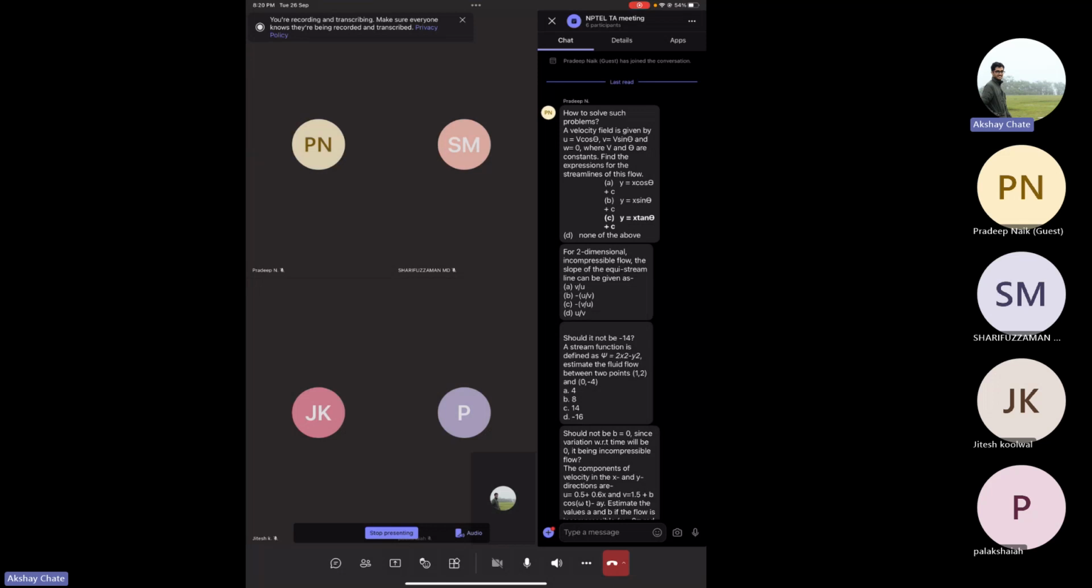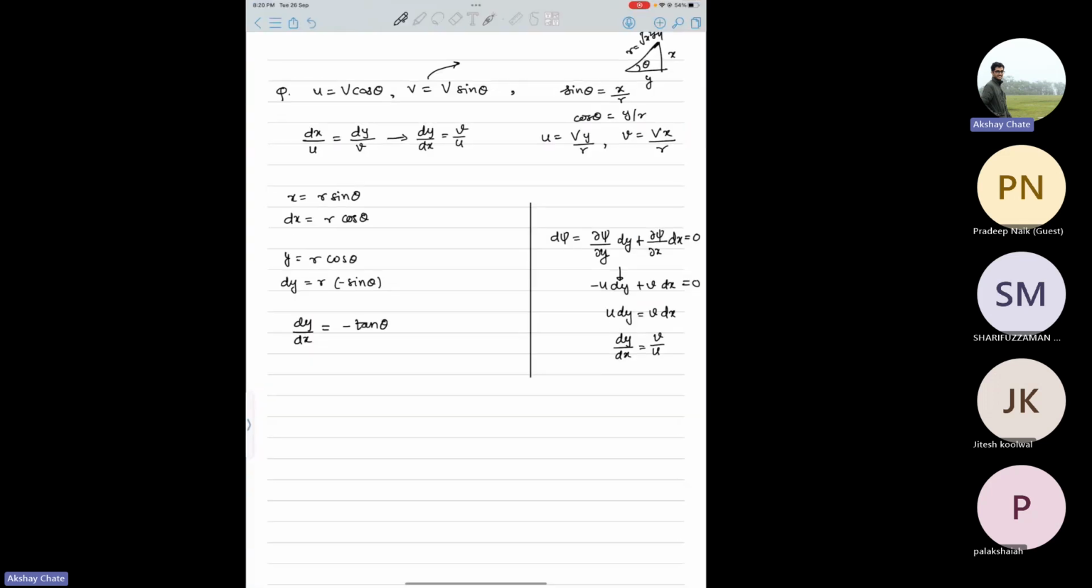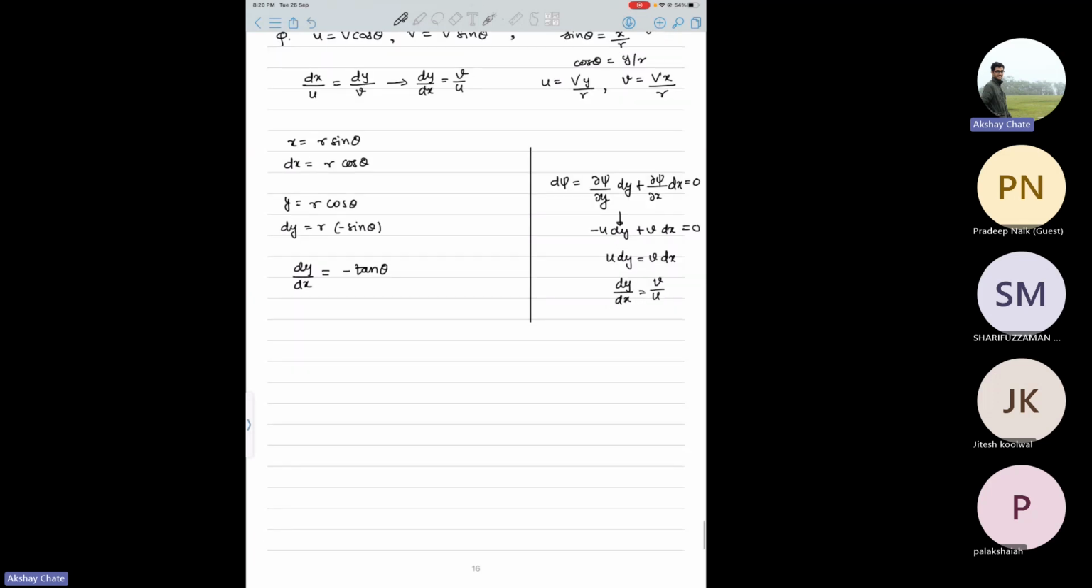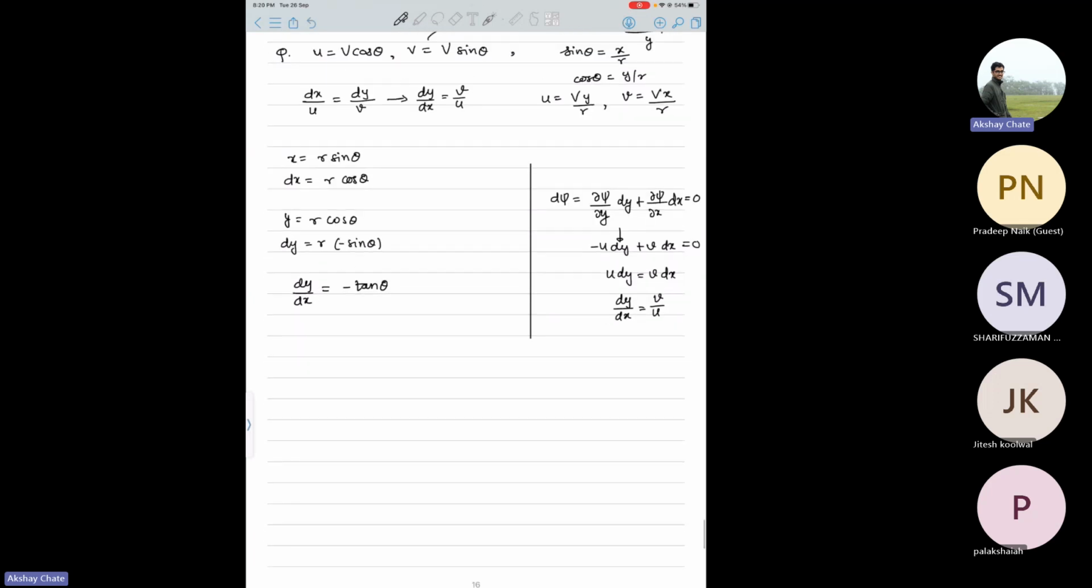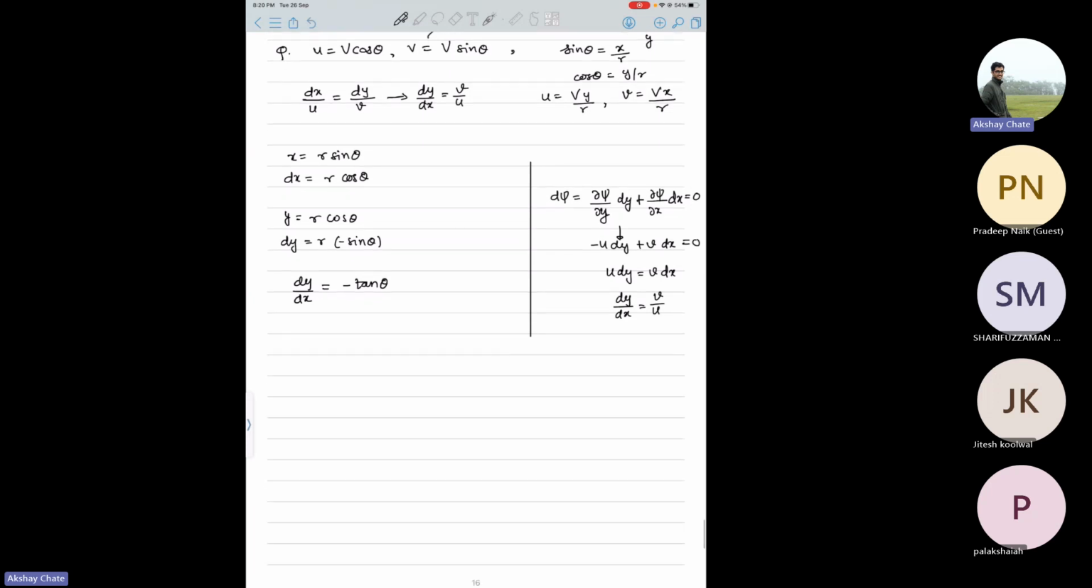Streamlines, can I use that? Del psi by del y. One other thing could be, maybe you can try it later. I'll close in a couple of seconds. As somebody had pointed out, dy by dx is v by u, and straightforward, you get tan theta. But I have some reservation there, but maybe that is right. I don't know. I have to think on it.